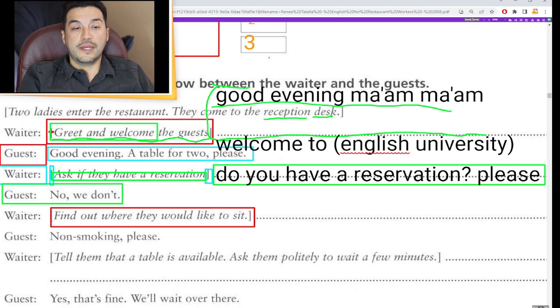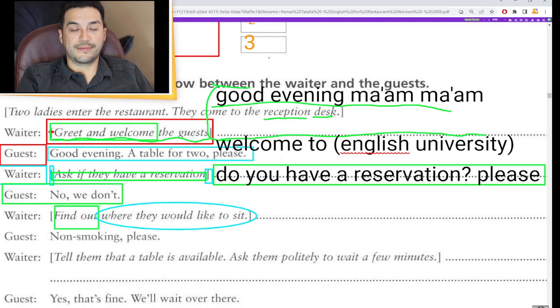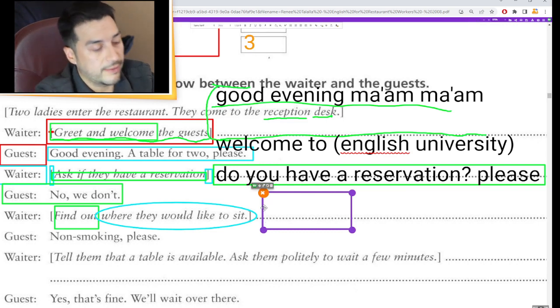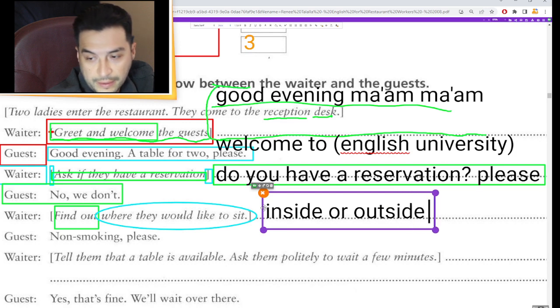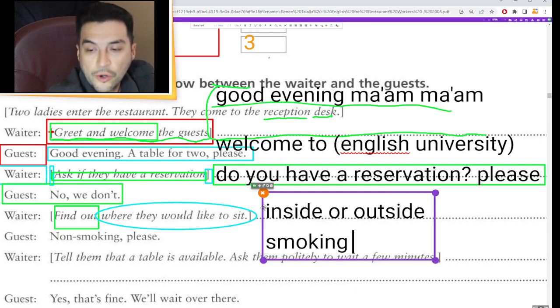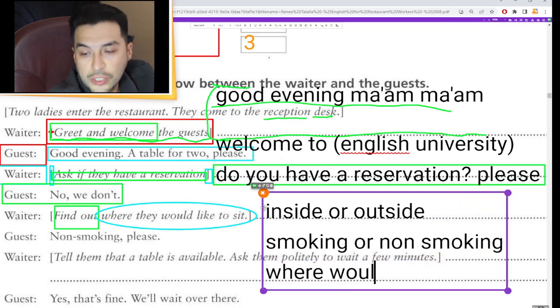Now, it's your job. Find out where they would like to sit. Ask them, where would you like to sit? Or the area in your restaurant. Inside or outside? Smoking or non-smoking, ma'am? Or where would you like to sit?